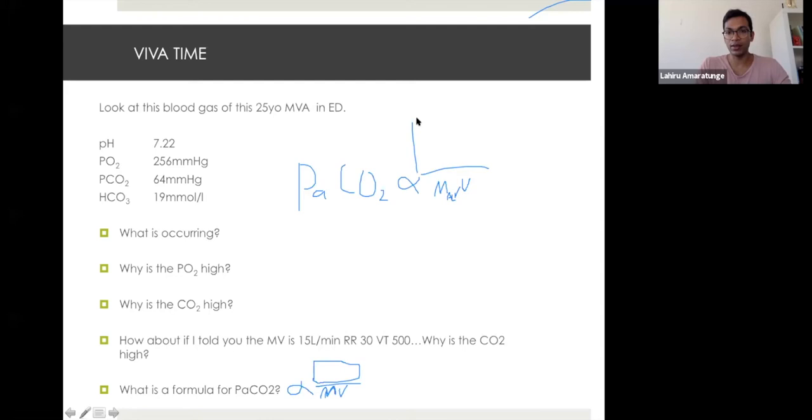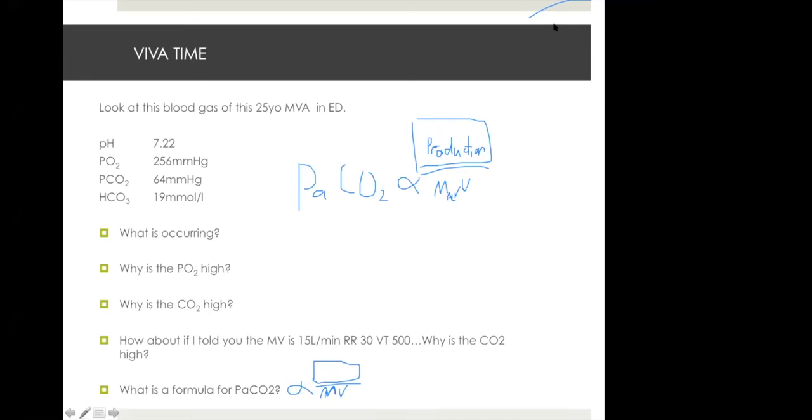The rate of CO2 production, isn't it? Beautiful. That's right. So if you were to just be throwing things out there, for this case, why else could the CO2 be ridiculously high? Which is very unlikely, but if for whatever reason their metabolic rate or energy consumption is extremely high, they're just producing a lot.